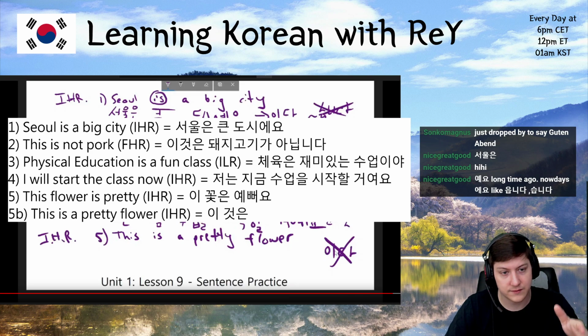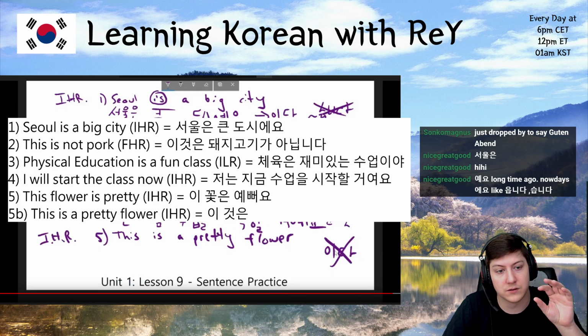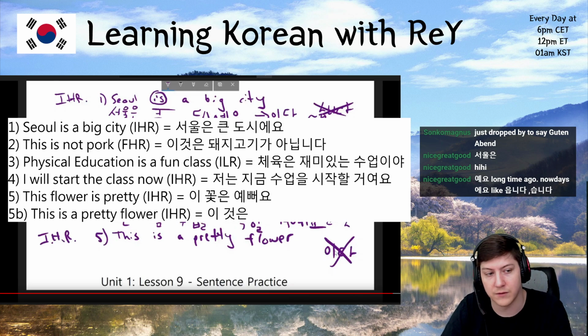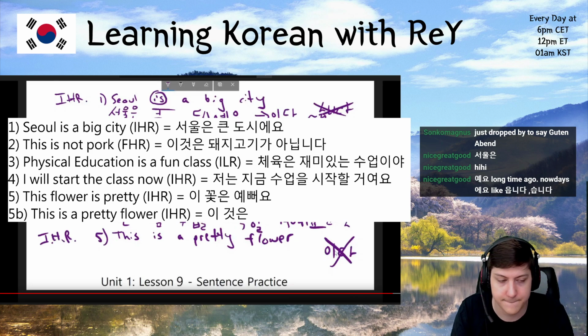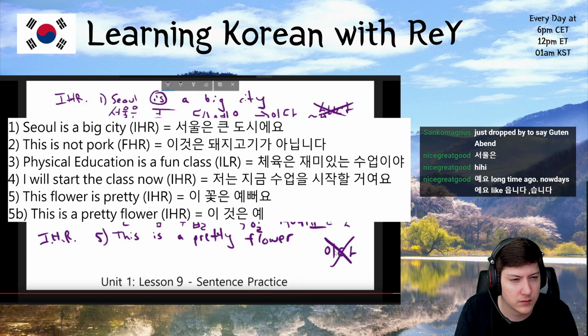This thing is, now we need a pretty flower as the adjective describing the following noun. So we need 예쁜, 예쁜. Good. And now we need is, so ida.